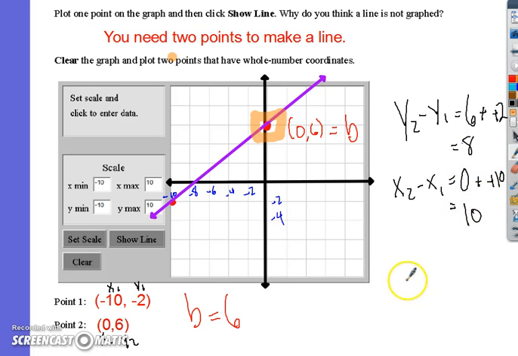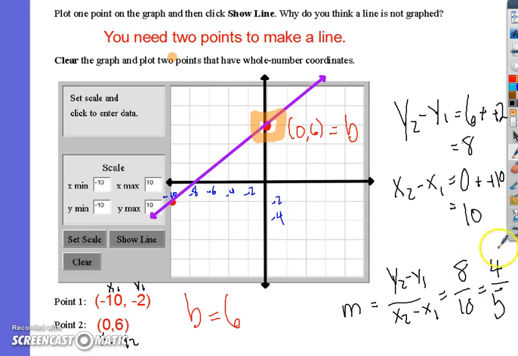Now the slope is the rise over the run, so y2 minus y1 over x2 minus x1 is 8 divided by 10. That's the slope. Okay, so that's the slope formula. And this can be simplified because the numerator and the denominator both have a common factor of 2. So I can divide both by 2. 8 divided by 2 is 4, and 10 divided by 2 is 5. So that is the slope.